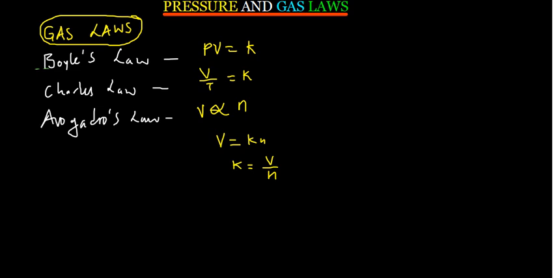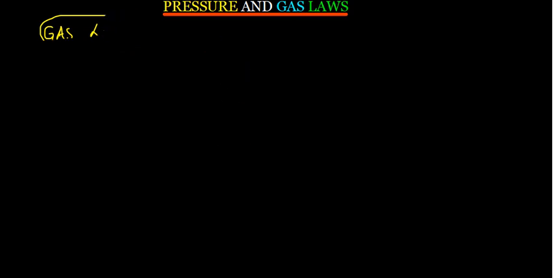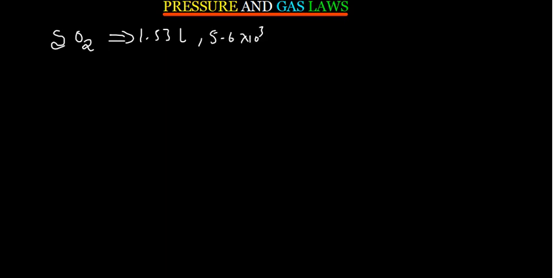So these are the three gas laws that we have to understand. Now, let's say we've been given a gas. Let's say we've been given sulfur dioxide, and it is found that when we have 1.53 liters of sulfur dioxide at a pressure of 5.6 times 10 to the power 3 pascals, we change the pressure.